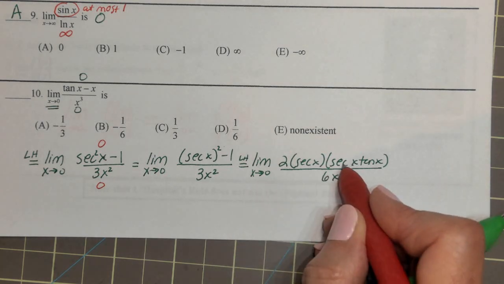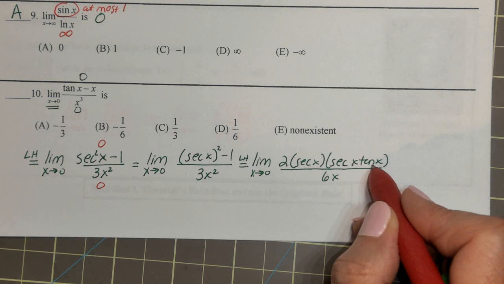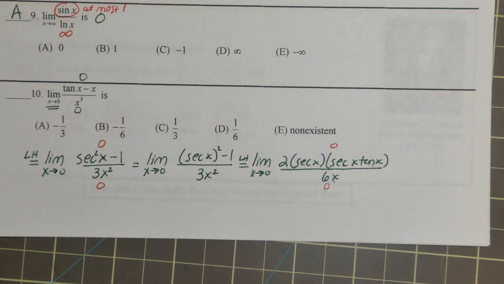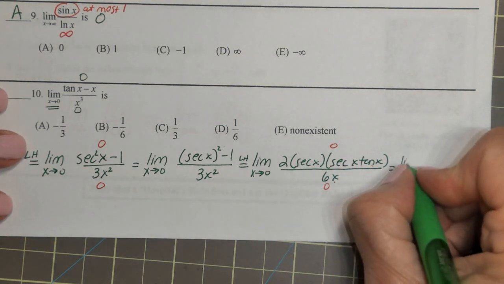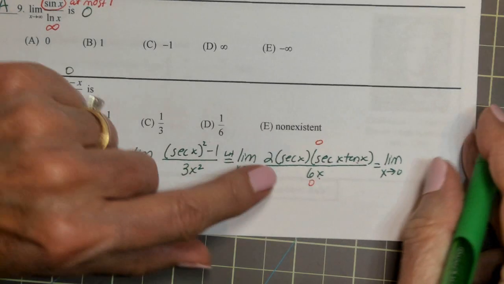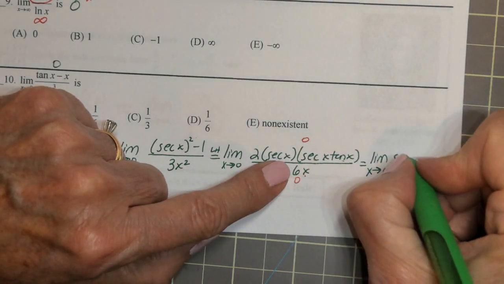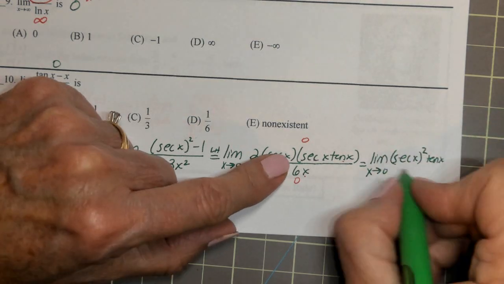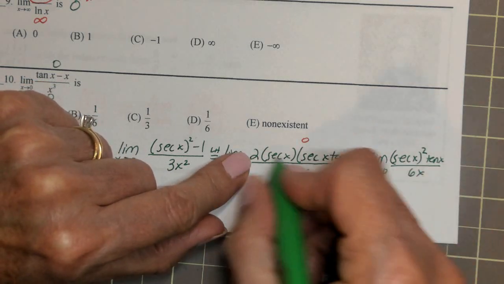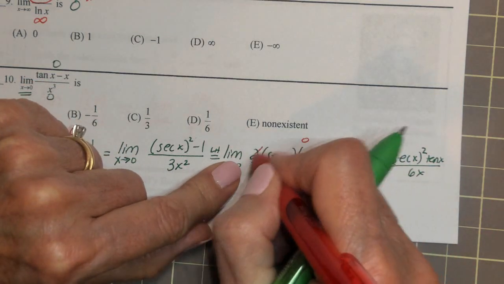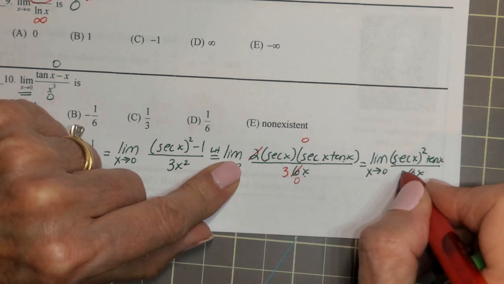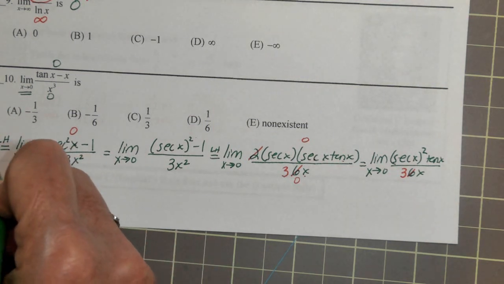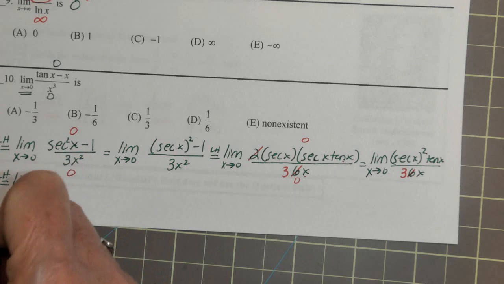Let x go to 0. Secant of 0 is 1. Secant of 0 is 1. Tangent of 0, though, is 0. And we have 0 over 0 again. So I need to apply L'Hopital's rule again. Before I do, I'm going to clean this up. This is 2 secant x squared tangent x over 6x, and I just realized I forgot my 2. And to clean it up a hair, I'm going to change that 6 down there to a 3. Just reduce that. Okay. Now we're applying L'Hopital's rule a third time.